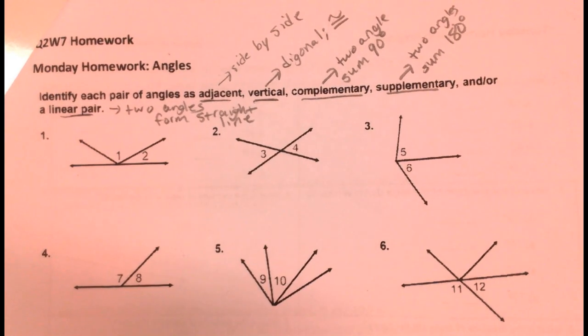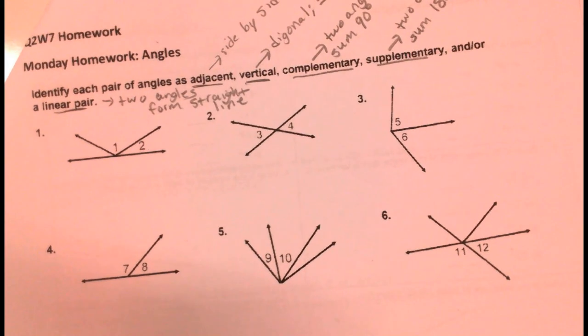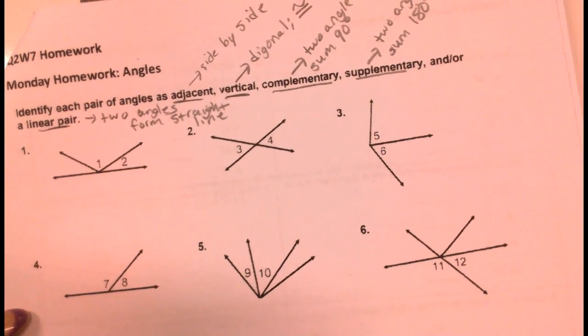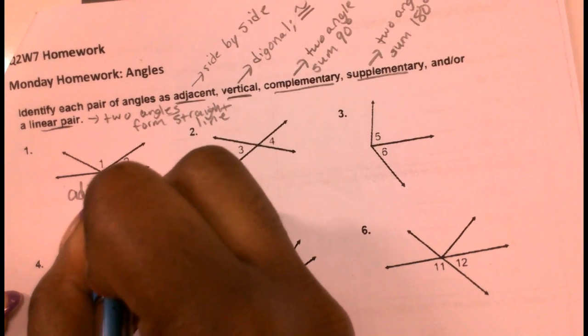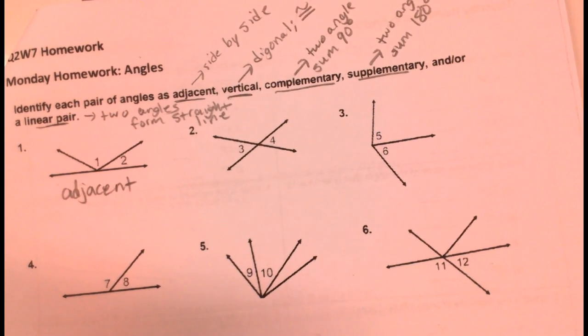Okay. Now we're going to list what they are. And some problems may have more than one answer, okay? Number one, what are those? They are adjacent. These two angles are side by side. That's it. They don't form a 90-degree angle. The two alone do not form a straight line. That's all they are, is adjacent. Questions?